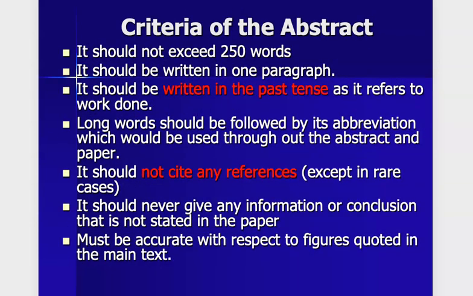Other criteria of the abstract: it should not exceed 250 words. In most of the journals they ask for 200 words. In some journals they ask for 100 words only. It should be written in one paragraph. It should be written in the past tense as it refers to the work done. Long words should be followed by their abbreviations, which would be used throughout the abstract and paper. It should not cite any reference. It should never give any information or conclusions that are not stated in the paper.